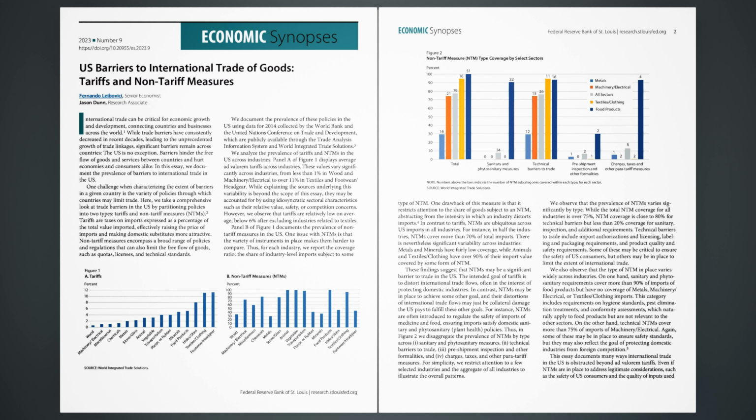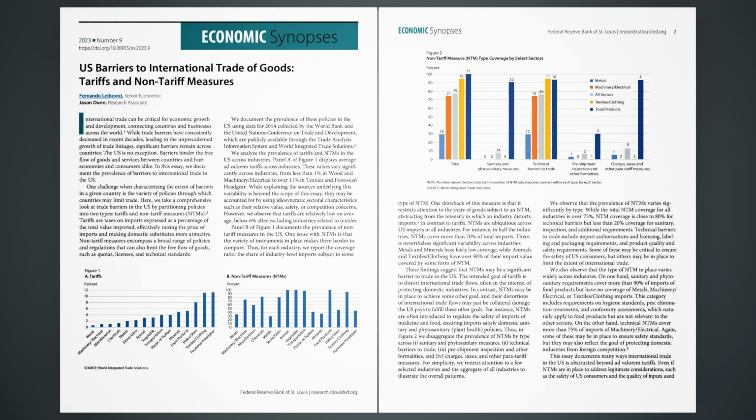The intended goal of tariffs is to distort international trade flows, often in the interest of protecting domestic industries. In contrast, NTMs may be in place to achieve some other goal, and their distortions of international trade flows may just be collateral damage the U.S. pays to fulfill these other goals. For instance, NTMs are often introduced to regulate the safety of imports of medicine and food, ensuring imports satisfy domestic sanitary and phytosanitary, plant health, policies.